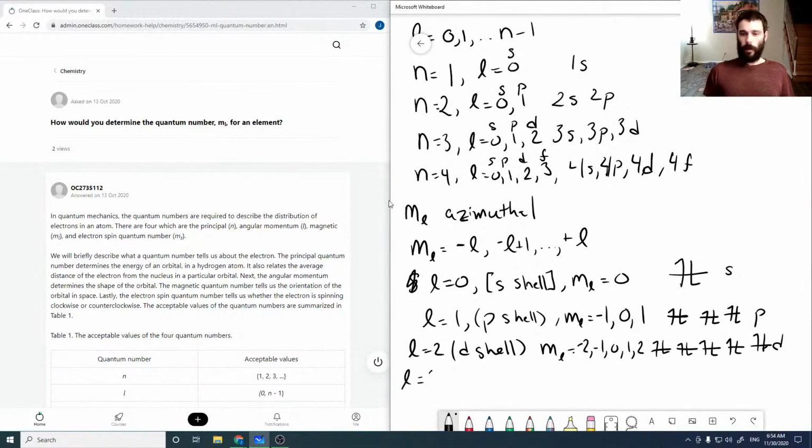And in an F shell, we have ML -3, -2, -1, 0, 1, 2, 3. And that's why we get 7 total orbitals. So 3, 4, 5, 6, 7, which can each hold 2 for a total of 14 electrons.